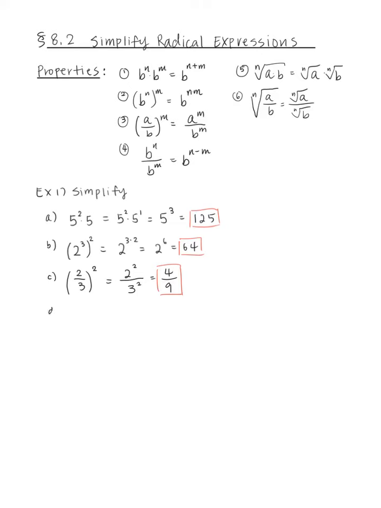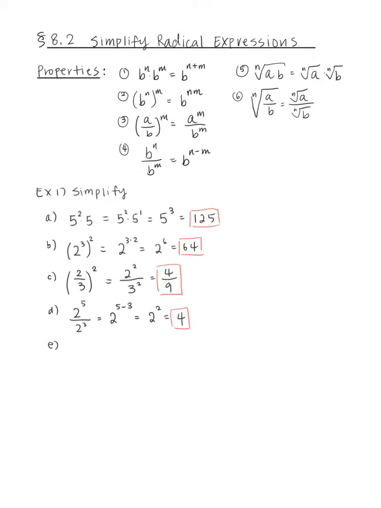Now let's go with D. Let's go maybe 2 to the 5th over 2 to the 3rd. Okay, so property number 4, here you're going to get 2 to the 5 minus 3, which gives us 2 to the 2nd. So our answer is going to be 4.